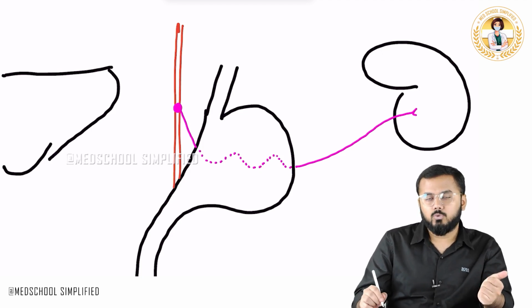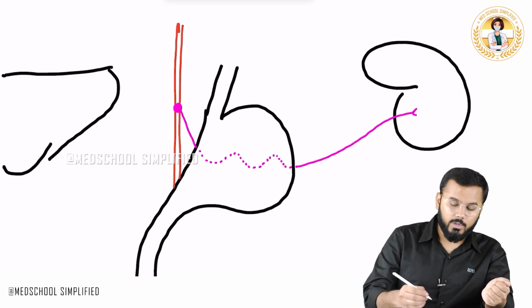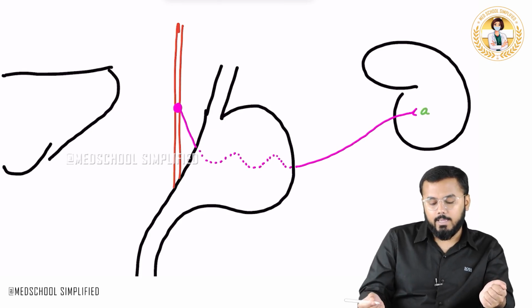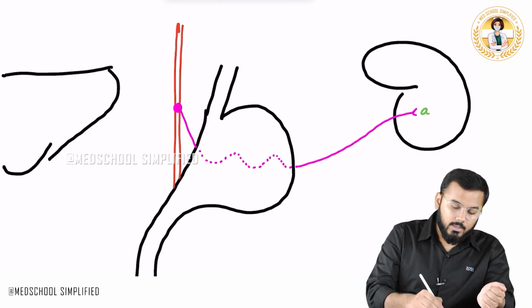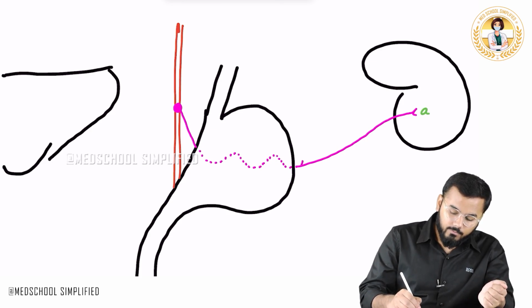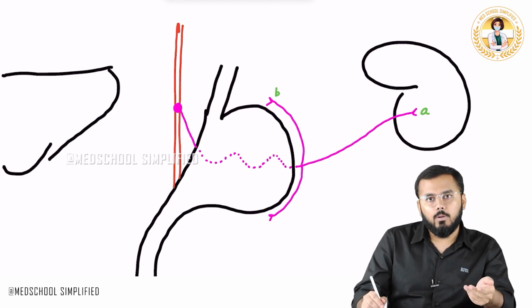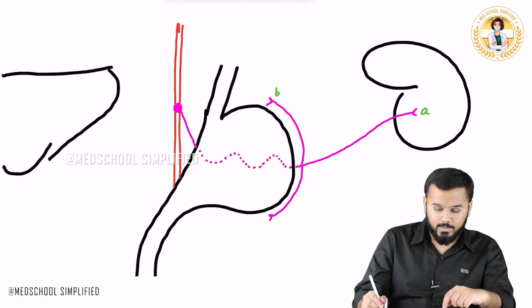So this branch is called the splenic artery. Okay, so what we shall do is just write down the names. A stands for splenic artery. Next, from the splenic artery, we have a branch going to the top and a branch going to the bottom. The branch going to the top is called the short gastric artery.